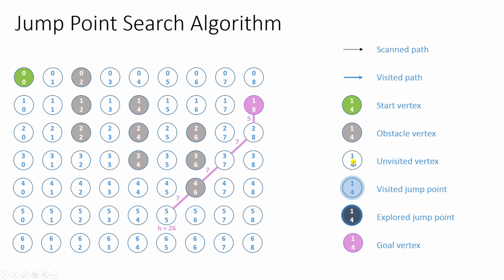Unvisited vertex symbol means that it's an ordinary vertex we can visit, explore and use in the normal course of algorithm operation. The same goes for visited jump point and explored jump point, and finally the goal vertex here on our grid map, which represents the final vertex which, when encountered, causes a termination of our algorithm.